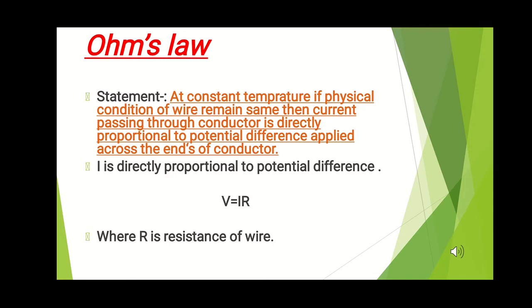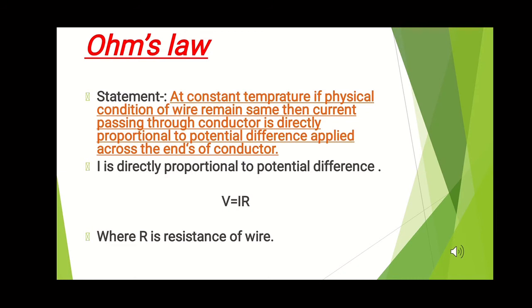We can also define it like this: the current passing through the conductor is proportional to the potential difference applied. So we write I is proportional to V, or V is equal to IR, where R is a constant, and R is called the resistance of the conductor.